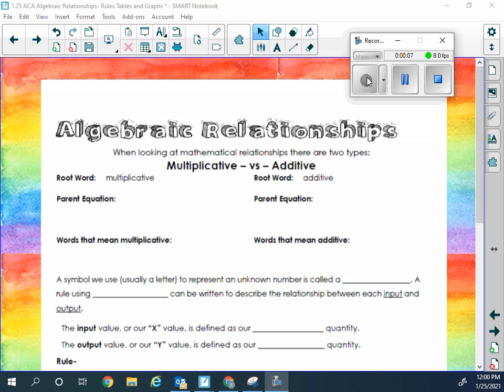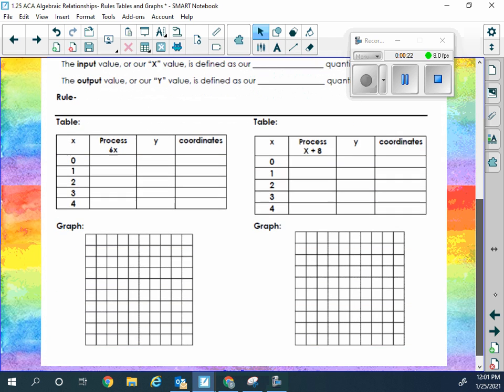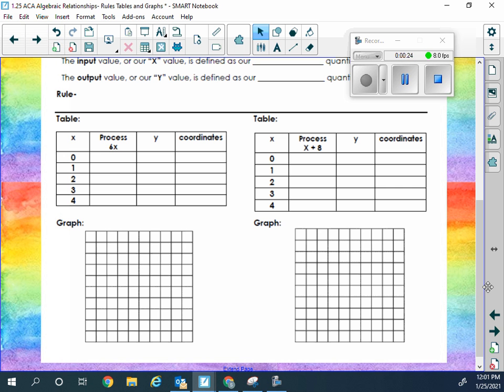We can apply additive and multiplicative relationships to tables and graphs. Last week, we talked about multiplicative and additive relationships, but we weren't actually applying them. We were just kind of getting them off of the table. So today, if you just scroll down and look here, there are a bunch of blank tables and graphs, and we're now going to be applying these rules.